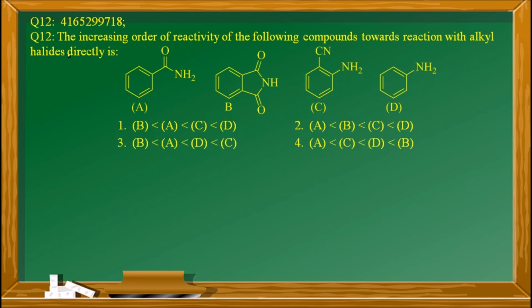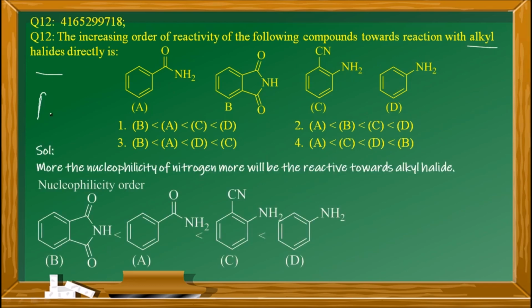Next, question number 12. The increasing order of reactivity of the following compounds towards reaction with alkyl halides directly is... What are they asking? The reaction with alkyl halides, which are nothing but RX. So to react an alkyl halide with these compounds, which is going to react very fast, the availability of lone pair is very important. So if the availability of the lone pair is easy, then it reacts with this.